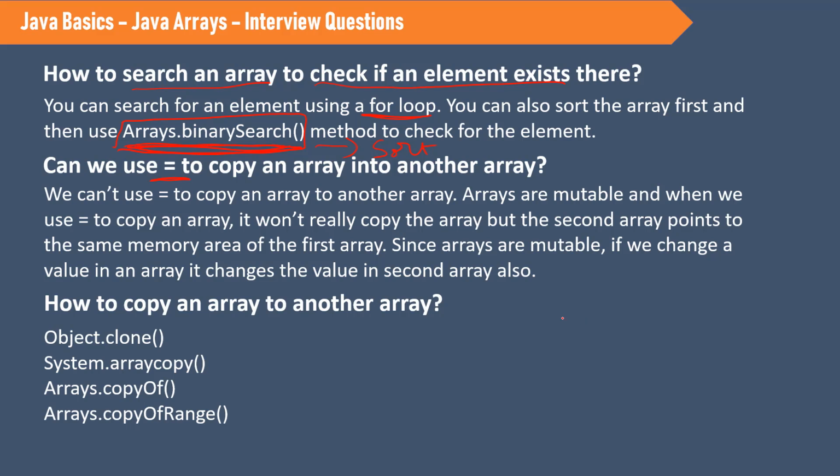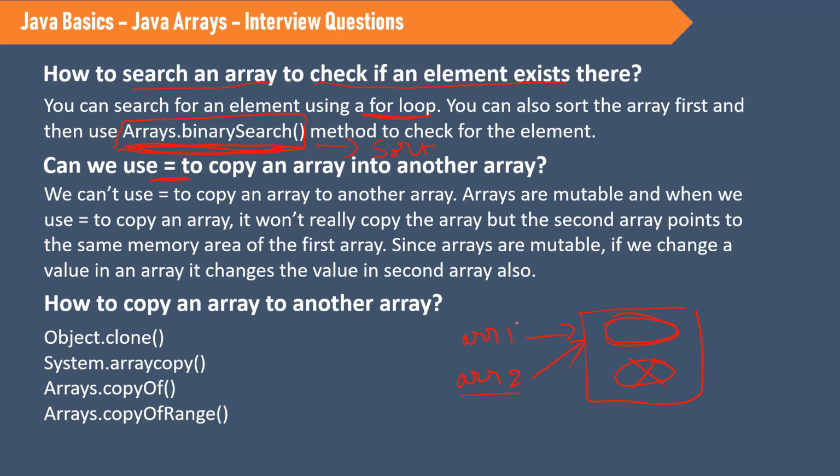The reason is, let's say I have created an array and the memory space will be allocated in the heap memory at some position. Let's say this array is ARR1. Now, if I copy this into a new array, ARR2, then no new memory will be created in the heap. What happens is it points to the same memory location. So we cannot use the equals to operator to copy an array into another array.